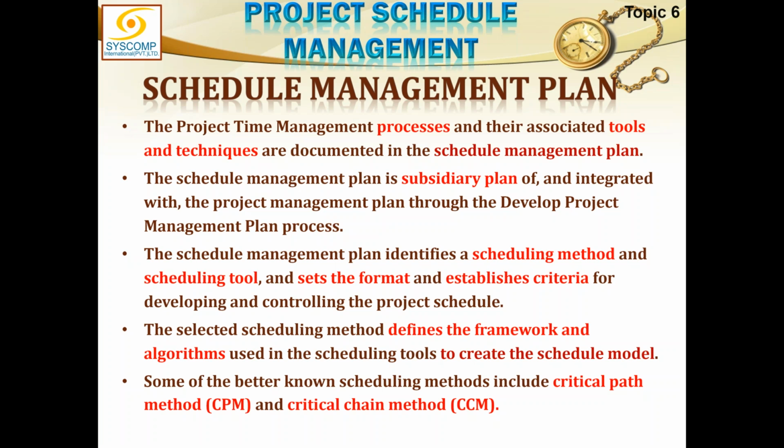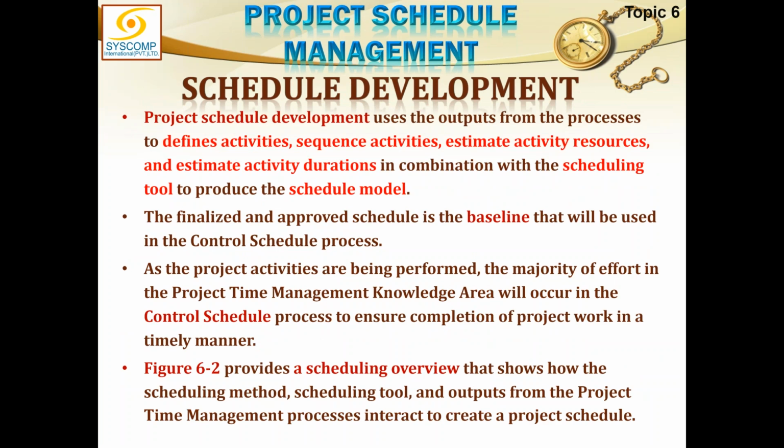The selected scheduling method defines the framework and algorithm used in the scheduling tools to create the schedule model. How the schedule model will come into being. So the whole procedure is defined there, but actually the schedule model is not created here. It is to be created later. The data is not available at this stage. Then we have got various methods, as I said, critical path method, critical chain method, agile method, and so many others, whatever the method is in vogue.